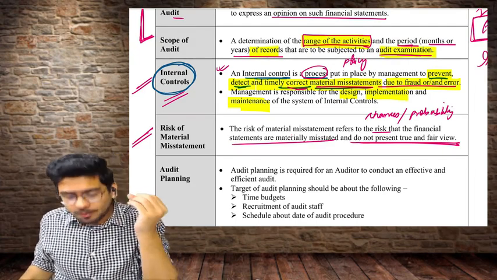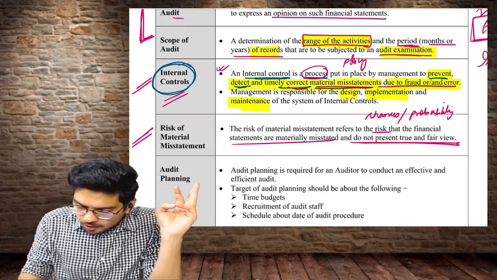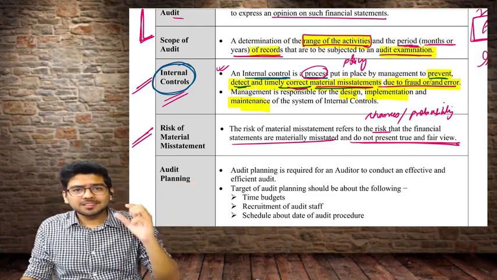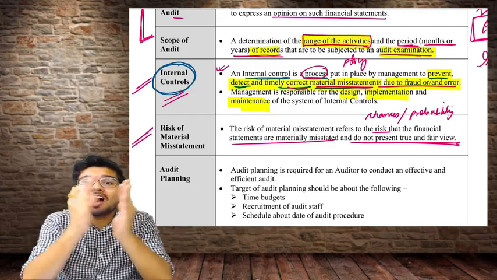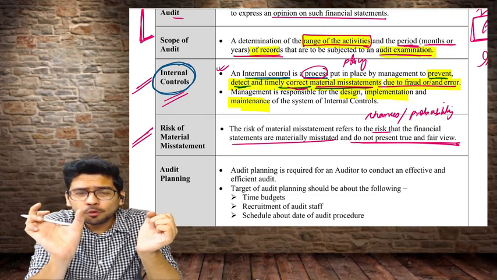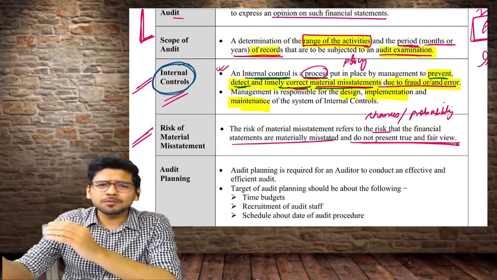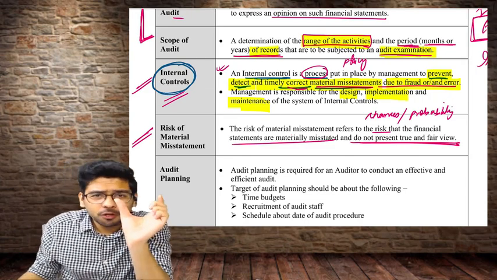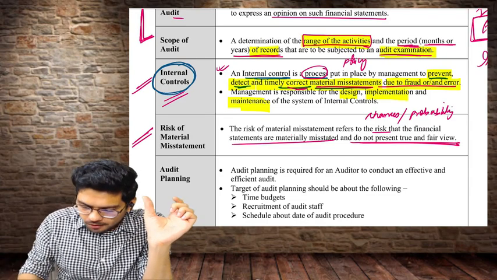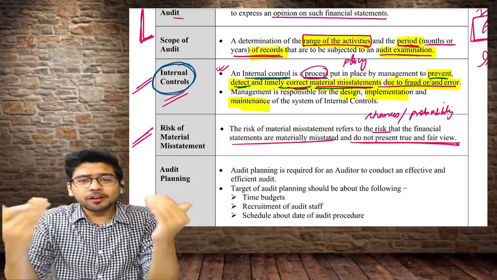When I talk about scope, what all things do I need to check? The range of activities, and the period, that means the months or years of records that are subjected to an audit examination. Let's say I have been appointed by you to do a half-yearly audit, from April to September. If you want me to do a half-yearly audit, I'll come somewhere in the month of October, and I will only check your financials from April to September. So when I talk about scope of audit, there is the range of activities, and the period of records that I need to check.